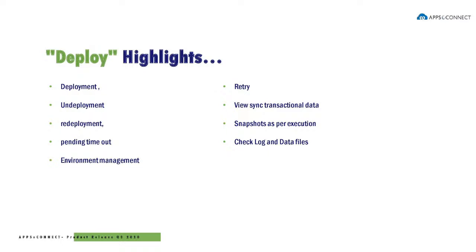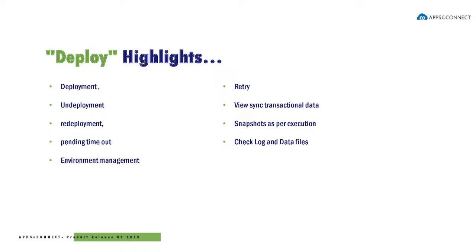A few other features that should be mentioned from the deployment area are that you are able to see all the sync transactional data in the deploy area. You also have the option to view the data which has been fetched from the source application, the data which has been transformed successfully as per your defined business logic, and the data which has been pushed successfully into your destination application. As mentioned earlier, you can also view the failed data separately and retry them.